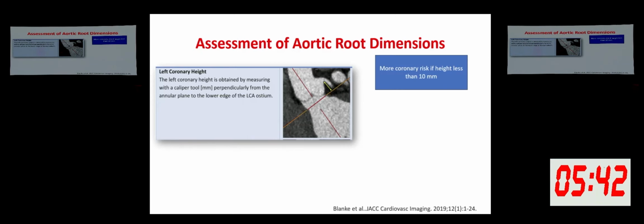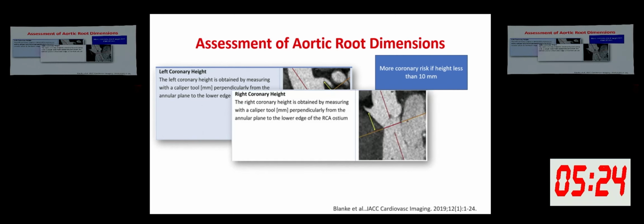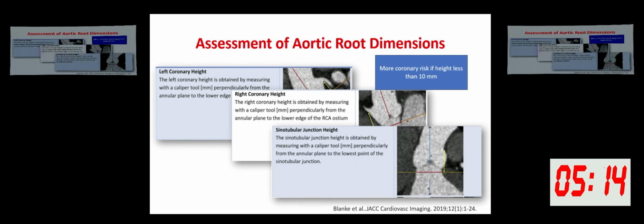So again, for aortic root dimensions, a very important measurement is the left coronary height and right coronary height. The coronary risk will be higher if the height is less than 10 millimeter, and based on the other parameters like STJ size, leaflet thickening and leaflet size, we have to see whether coronary protection is needed or not. The left and right coronary height are measured the same way, with the caliper perpendicularly from the annular plane, universally accepted as 3 Mencio.